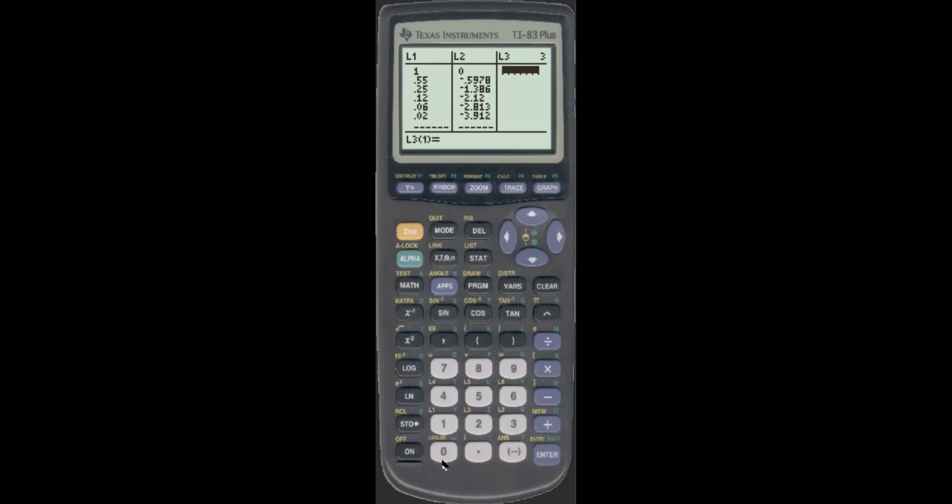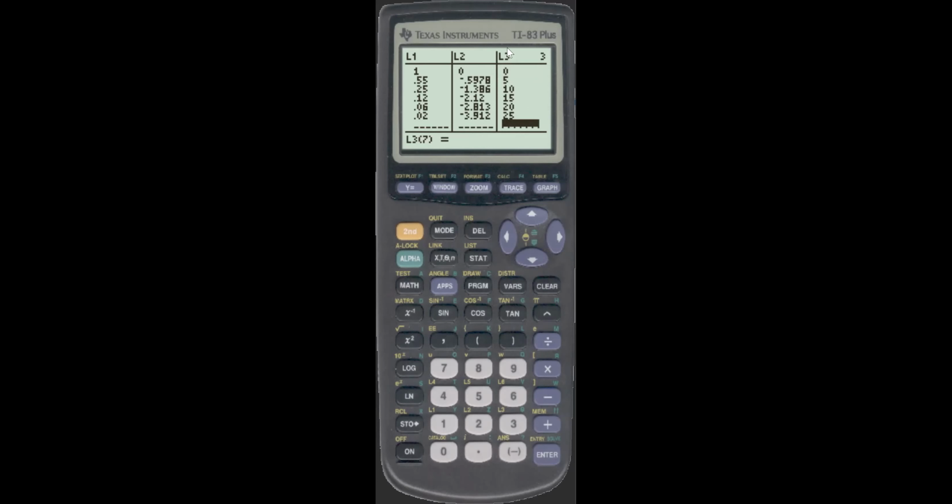Okay. L3 is now the Y values. So the Y values are 0, and so on here, and I have to enter them this way. Okay, so I've entered my data. Any questions on this? Nope.